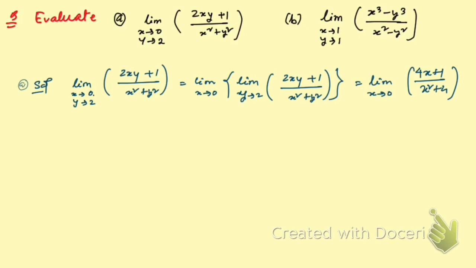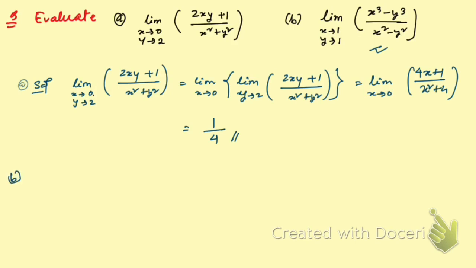Okay, so hope you have understood this. Now let's put x equal to 0. On putting 0, the denominator doesn't become 0, so we have no problem with this. You can put x equal to 0 directly. If you put 0 here, this becomes 0, 0 plus 1 is 1, and 1 by 0 square plus 4 means 1 by 4. So this is the limit of this function as x tends to 0 and y tends to 2. Now let us solve the next one.